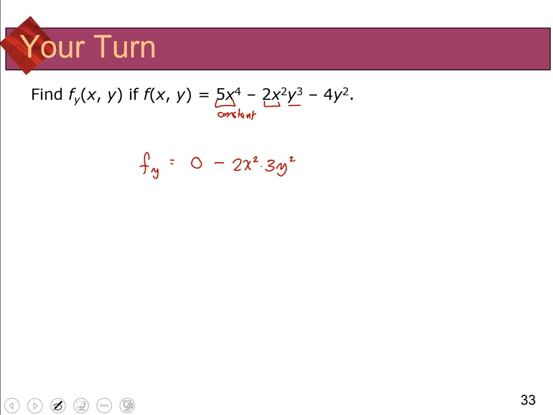But here we're not treating y as a function of x and x as a function of y. These are independent variables. And now this one here, the derivative of 4y squared with respect to y is going to be 8y. So doing a little prettying up here, I'm going to have negative 6x squared y squared minus 8y.